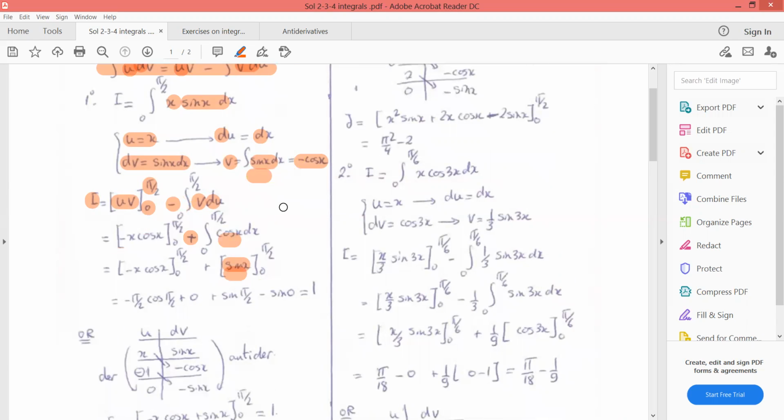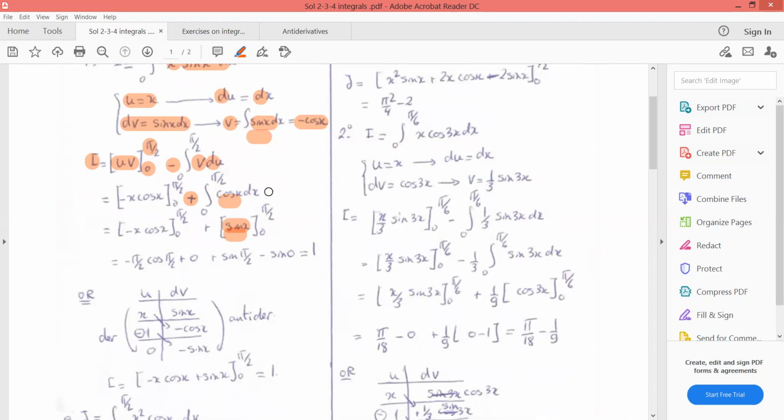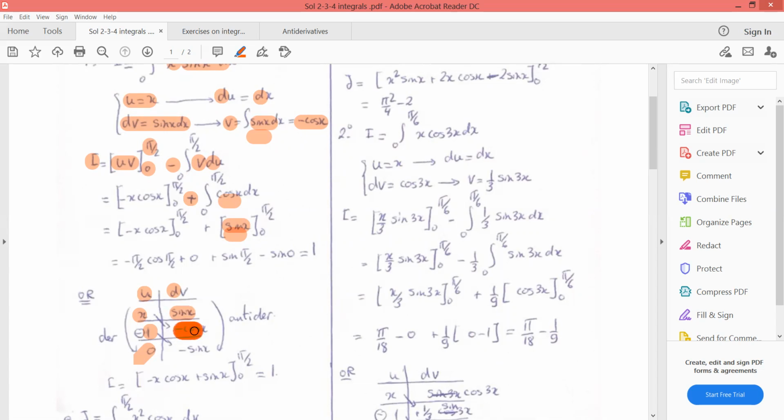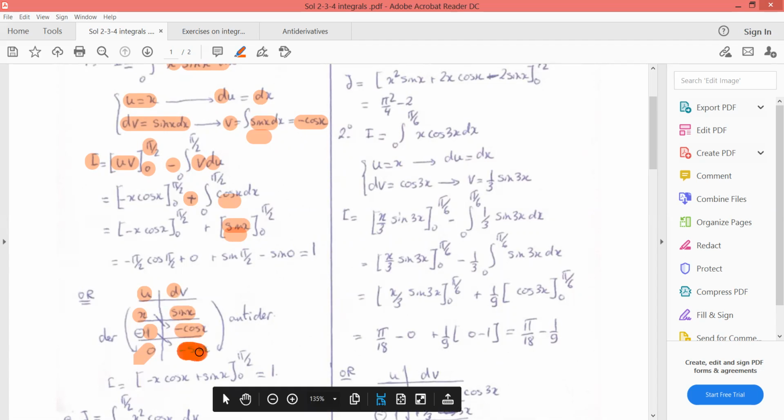Now we can calculate the integral by the American system. Here I put u, and here I put dv. u is the polynomial part, x. I make the derivative of x, which is 1. I make the derivative of 1, we get 0. Whenever we reach 0, we stop. Here I put dv, the second part, which is sine x. The integral of sine x is minus cosine x. And the integral of cosine is sine. We get minus sine x.